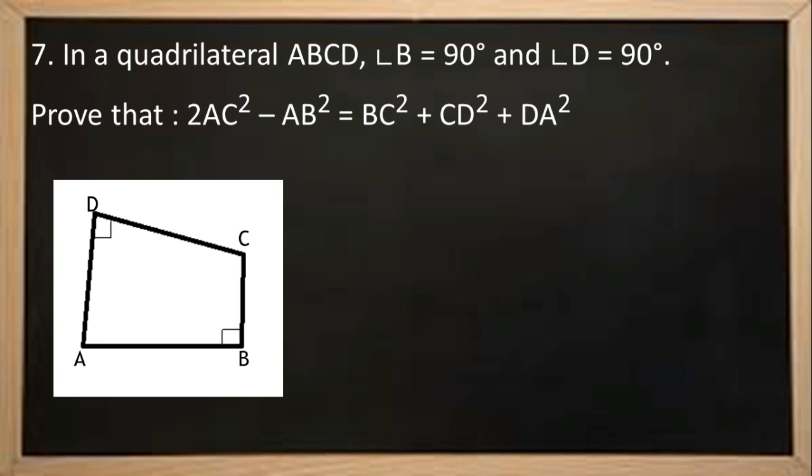But in this problem it is clearly mentioned that 2 angles, one is angle B, other one is angle D, are equal to 90 degree. To prove the given statement, let us join the diagonal AC so that we are going to obtain 2 right angle triangles. One is triangle ABC, other one is triangle ADC. Let us list out the results of both the triangles.